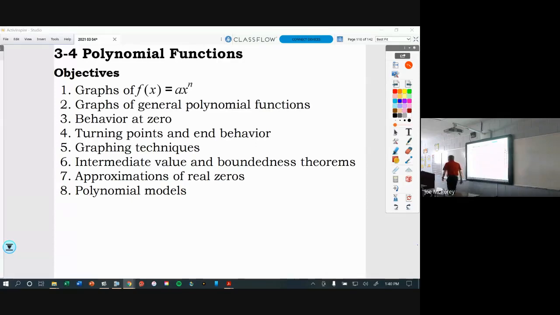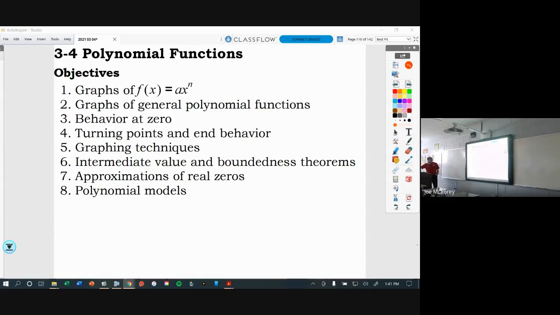Section 3.4, we're talking about polynomial functions. We're going to look at the graph of ax to the n power. We're going to graph general polynomial functions, talk about what happens at 0, and look at turning points. We'll also look at different graphing techniques, which we've talked about quite a bit already: translations, stretches, compressions, reflections, that kind of thing.